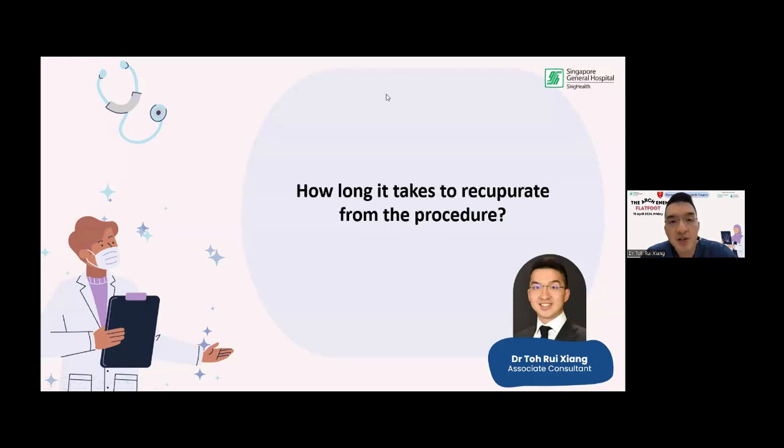So this is not so easy to answer because there are a whole variety of procedures that we do to try to help with flat foot. In general, the earlier procedures, like I mentioned, the minimally invasive screw that we use for children and for flat feet, they recover very quickly. We start them walking on day 1 or day 2, and the wounds take 1 to 2 weeks to heal. And after that, they're more or less back to normal activities within weeks.